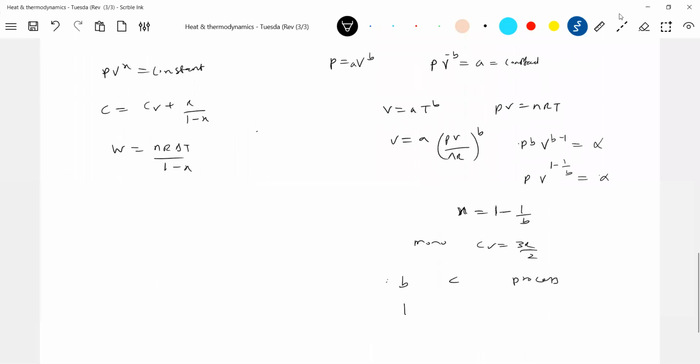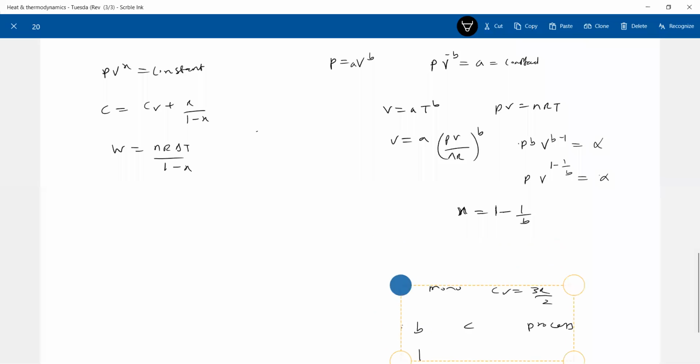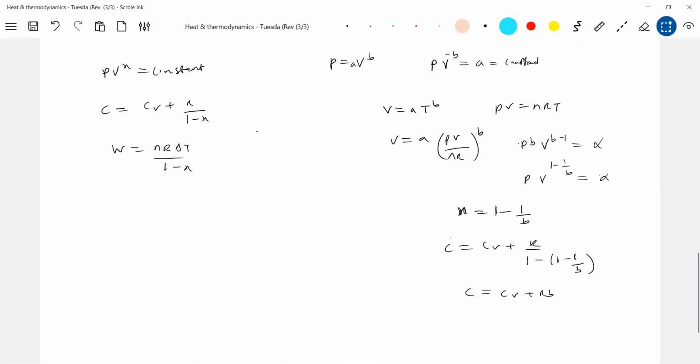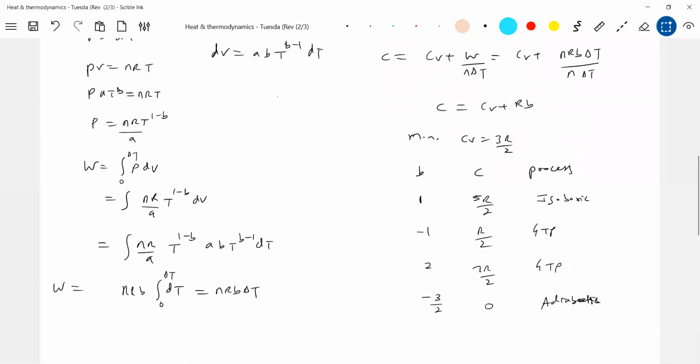Put b equal to 1. So directly you have to use this particular formula, so that I'll bring the expression for C also, molar capacity: CV plus R times 1 minus 1 by B. No need to cross check, since I'm getting the same equation. So C equals CV plus RB. You check it here: C equals CV plus RB.